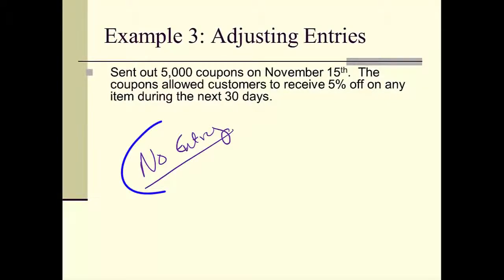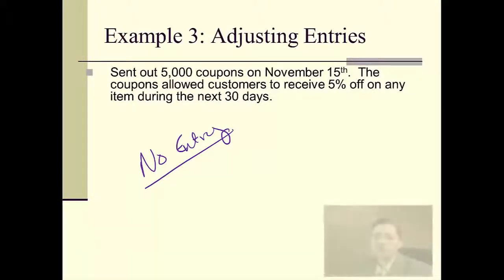On December 31st, there would have been no entry. Why? Well, because from November 15th to 30 days later is 12/15. There's no journal entry there, no adjusting entry anyway. By 12/31, these things are expired, they've been used, they're all done. I wouldn't have to worry about them at all.